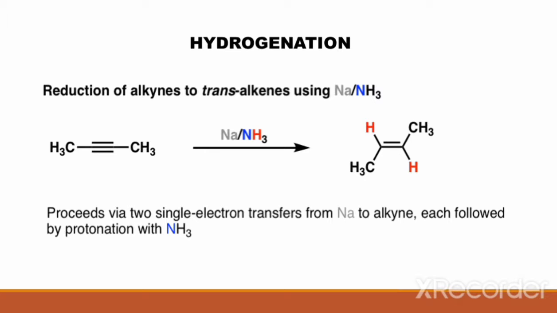The sodium will transfer electrons to the alkyne, and the ammonia will transfer its proton, means hydrogen positive ion, to the alkyne. Then the triple bond will convert into a carbon-carbon double bond, and the final product is trans alkene. In this condition, the product will be trans alkenes, not the cis alkenes.